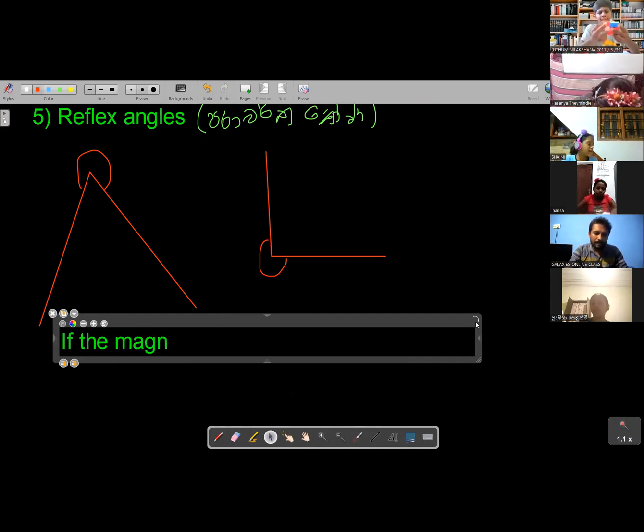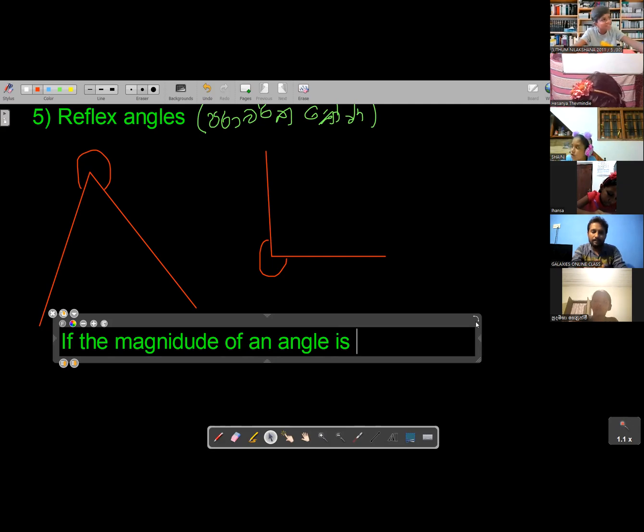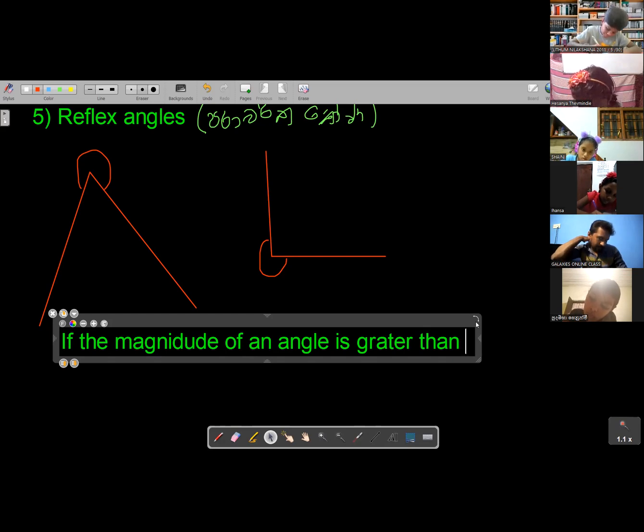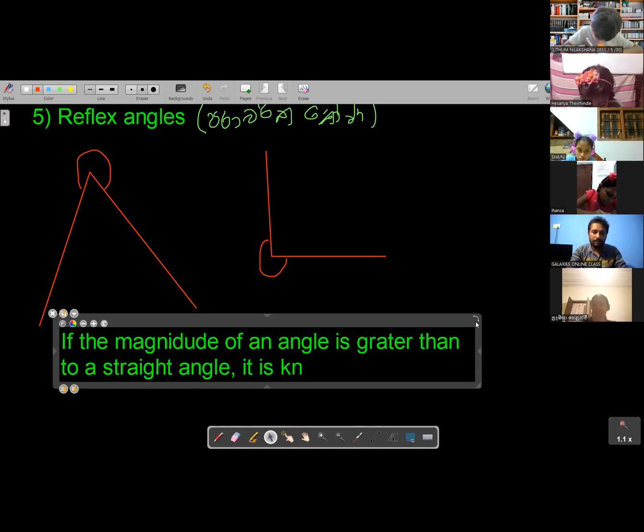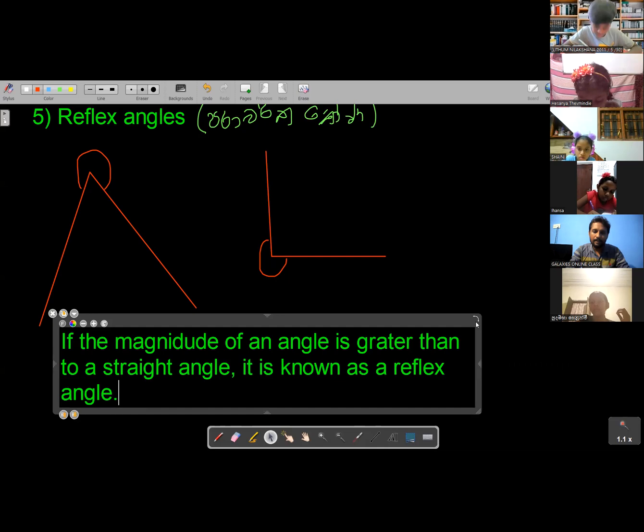If the magnitude of an angle is greater than a straight angle, it is known as a reflex angle.